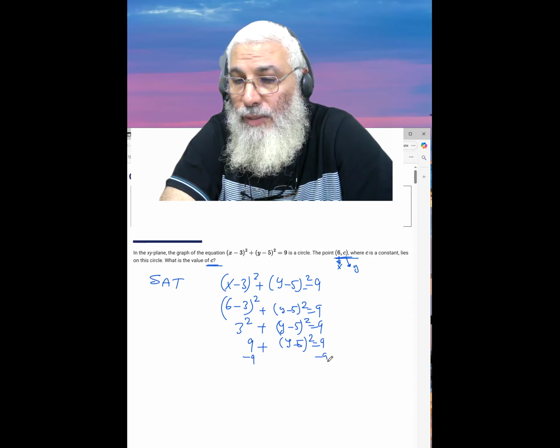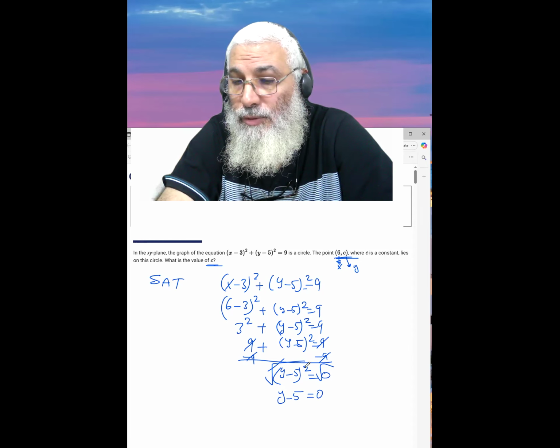Subtract 9 from both sides. 9 minus 9 is 0, 9 minus 9 is 0. So (y - 5)² equals 0. This means we take the square root of both sides. So y minus 5 equals 0, since the square root of 0 is 0. So add 5 to both sides. Minus 5 plus 5 is 0. y is equal to 5.